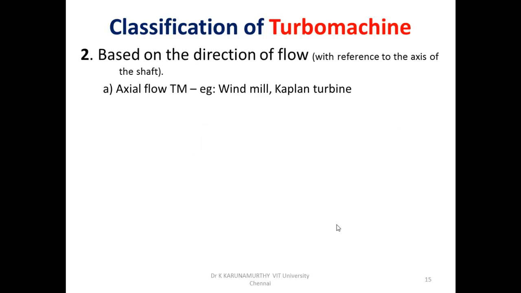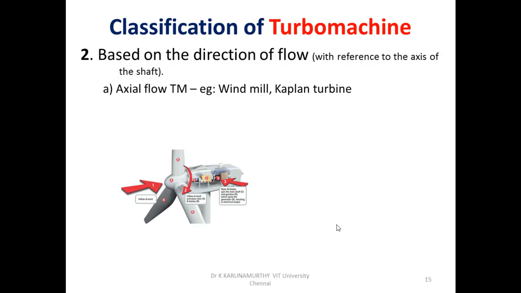Here in this diagram, you can see this is an axial flow turbo machine because the fluid is passing along the axis of the turbine, the axis of the wind turbine. So we call this an axial flow turbo machine. Similarly, this is a diagram of a Kaplan turbine, where the fluid entry is in the axial direction and the exit of the fluid is also in the axial direction. So we call this an axial flow turbo machine.